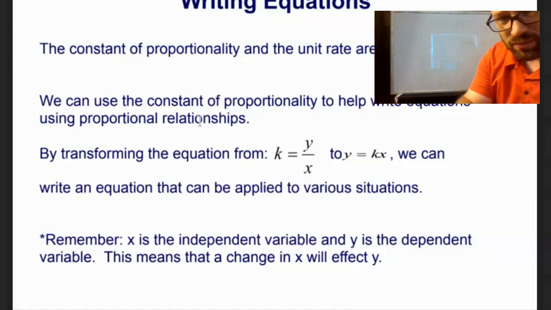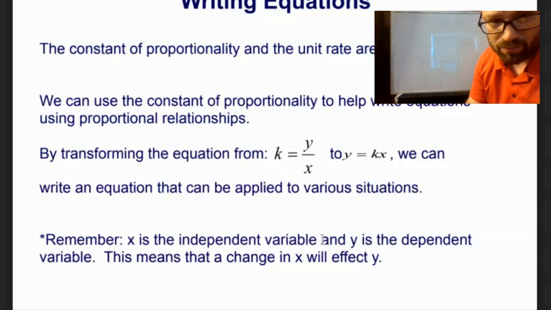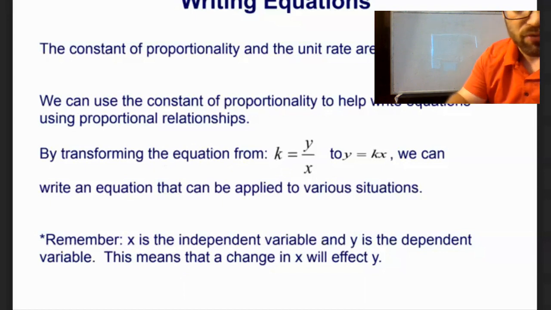Now, x is the independent variable, and y is the dependent variable. This means that a change in x will affect the y. For example, a change in the number of hours you work would affect how much money you get. How many pounds of meat you buy will affect how much you have to pay for the meat. Now, that constant of pay per hour is still the same, and the price per pound is still the same. It's just that for the x, you have to figure out which one is the changing information, which one is affecting how much you pay or how much you get paid, or how fast you're going or how many hours you drive.